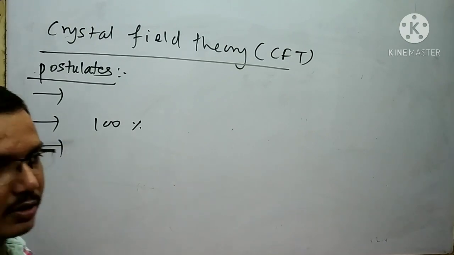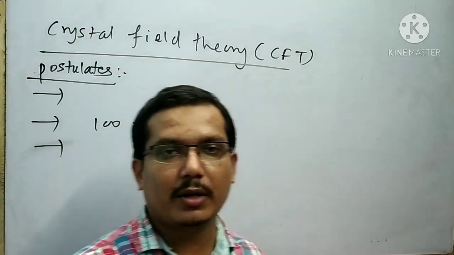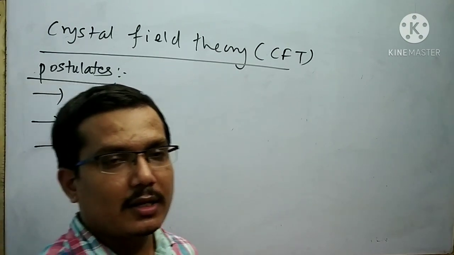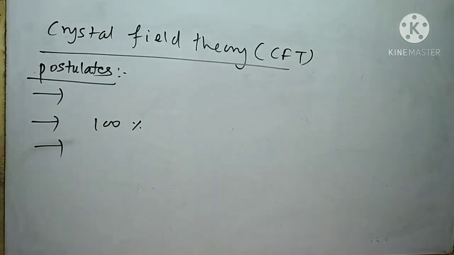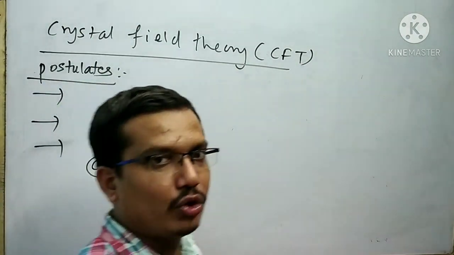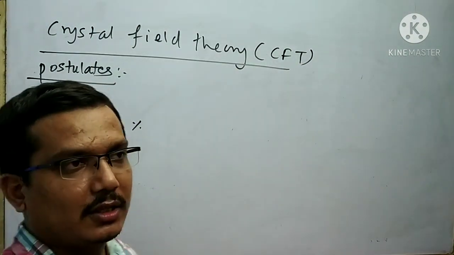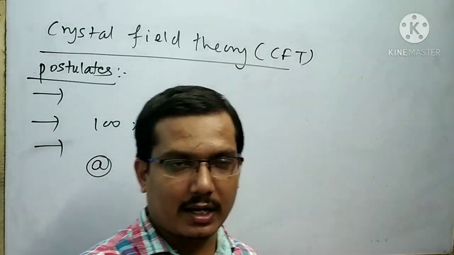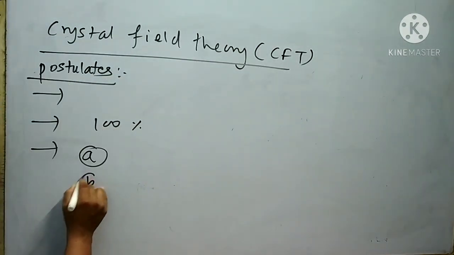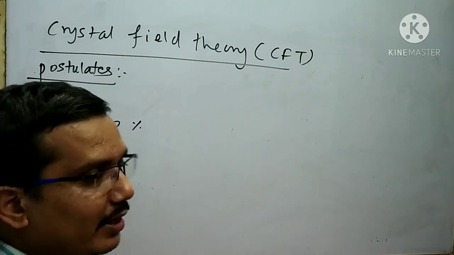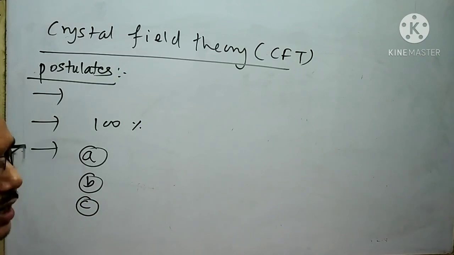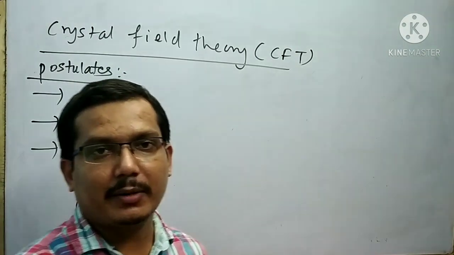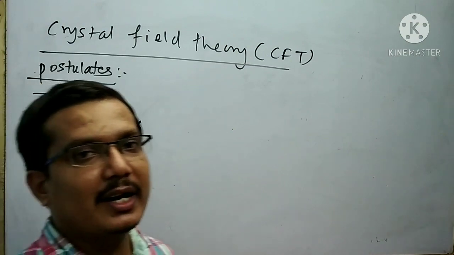Third point is the negative electron cloud of the ligand repels the electrons of the central metal atom. As a result, what will happen? Point 1. The valence electrons occupy those d orbitals in which there is no attack of the approaching ligands. Next point is the degeneracy of the d orbitals is lost. Next point is the relative splitting of the d orbitals is different for different ligands.